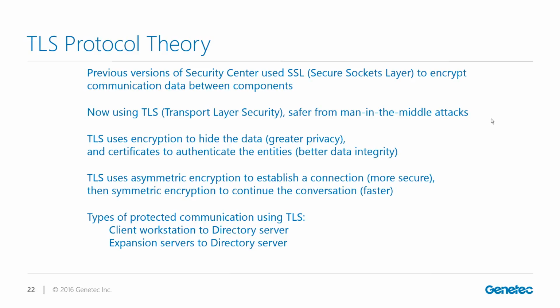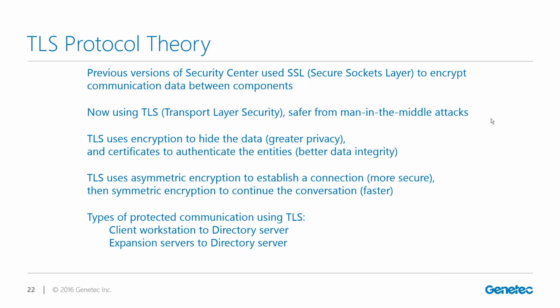We use encryption first of all on TLS, and that's used to hide the data, so that means we have greater privacy. And we also use certificates with TLS, and that's to authenticate the entities. So this is for better data integrity, so that we know who the information is coming from.